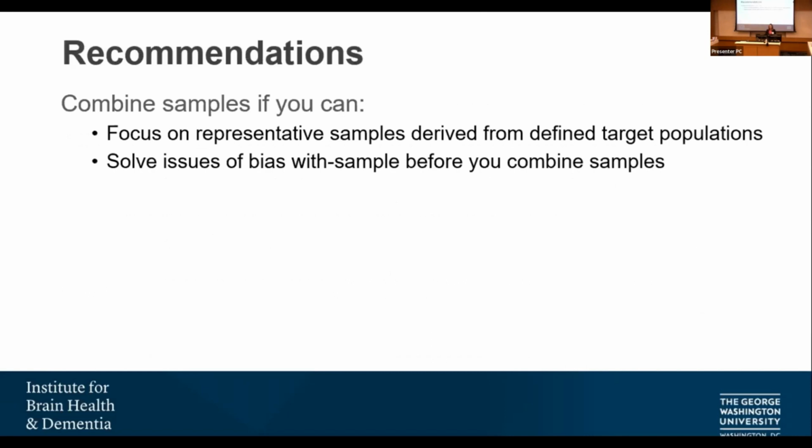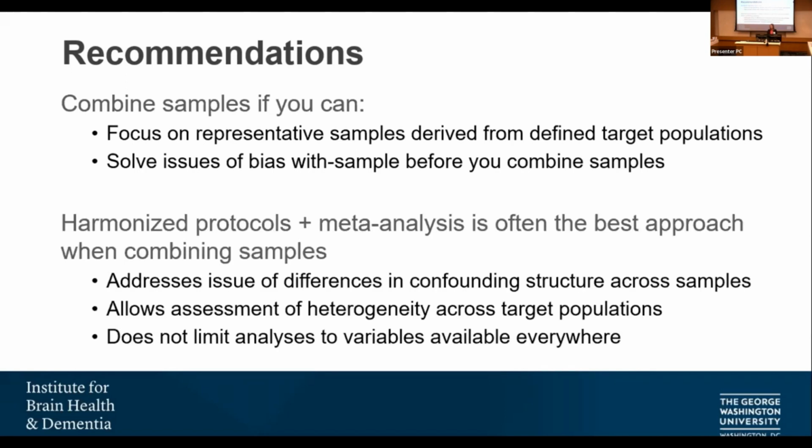A couple of recommendations. Go ahead and combine samples. If you can, focus on representative samples derived from defined and preferably the same target populations. Solve issues of bias within sample before you combine. Right? This shouldn't be controversial. And then harmonized protocols and meta-analysis may be the best approach when combining samples.